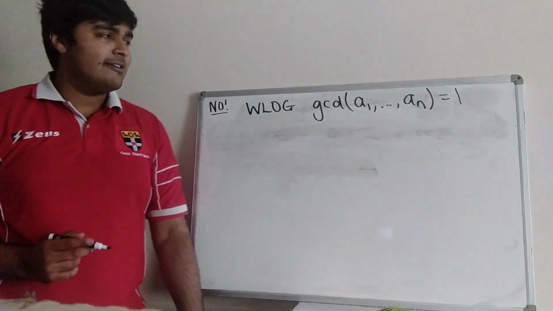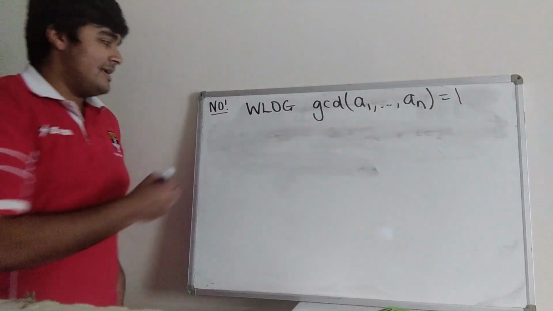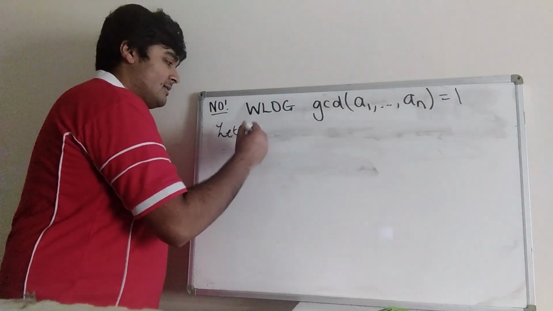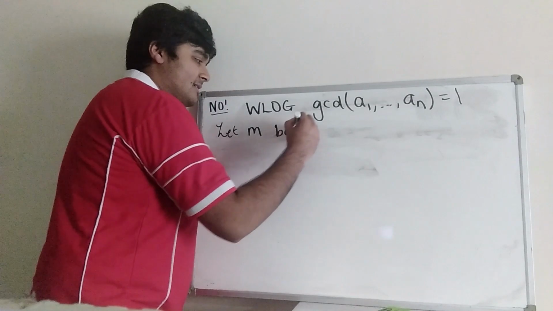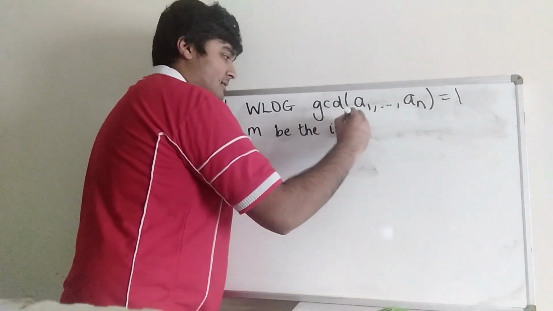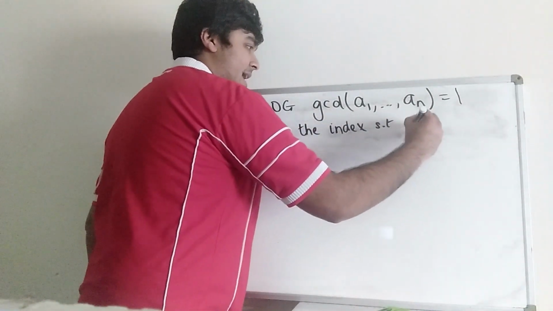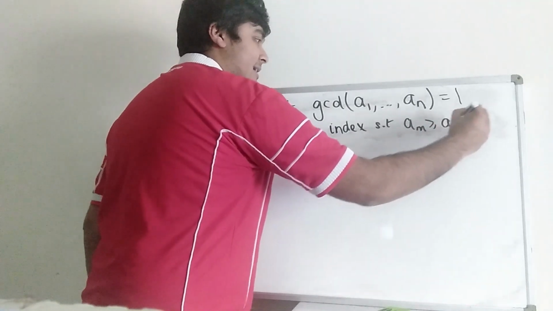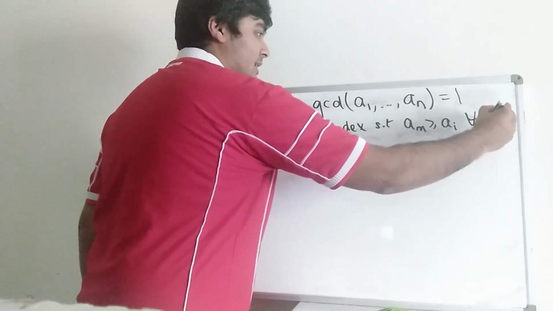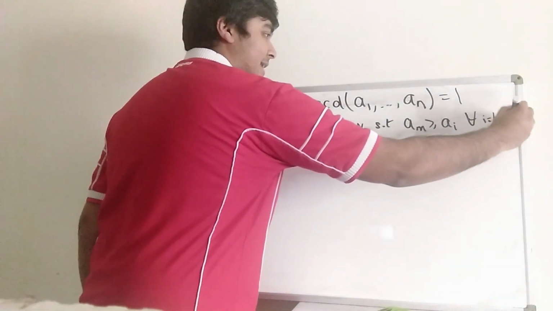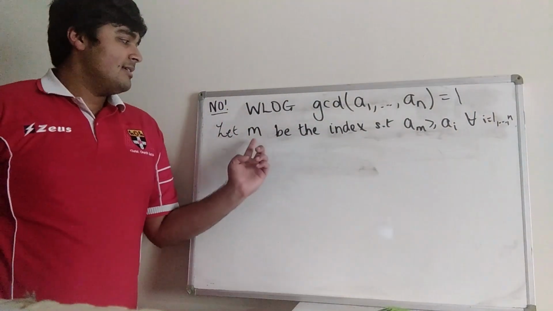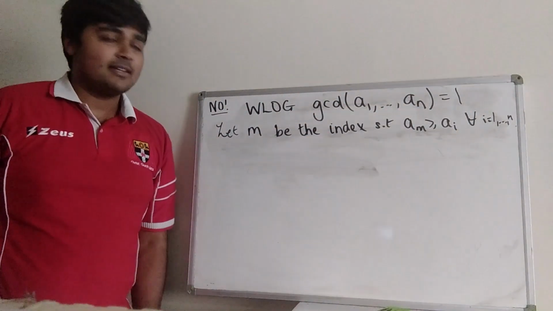So we're supposing these ai's exist. Then what we're going to do is let m be the index such that am is bigger than or equal to ai for all i equals 1 up to n. So am is simply the maximum of these.